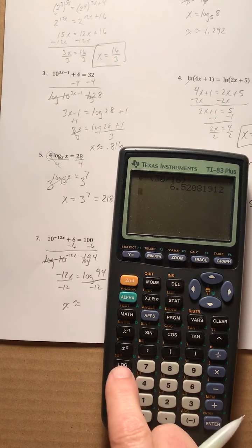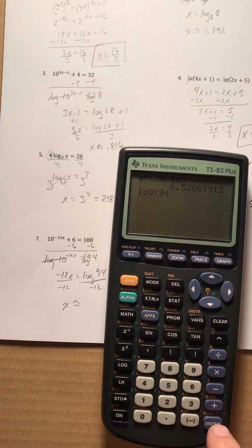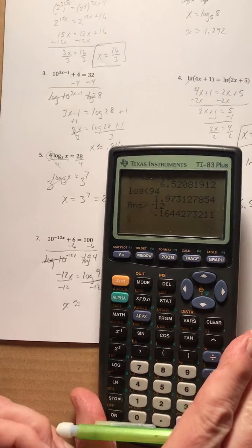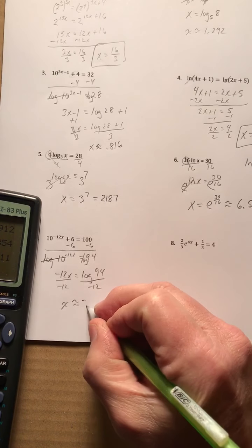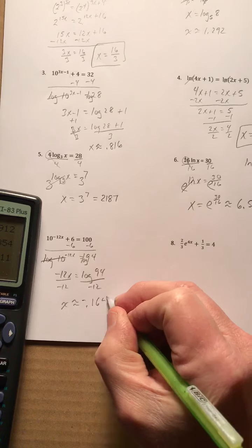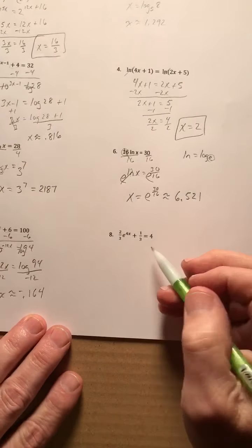And we get x is approximately, and here we go. I got log 94. And I'll hit enter. And then divide it by negative 12. And hit enter. And I get negative 0.164.